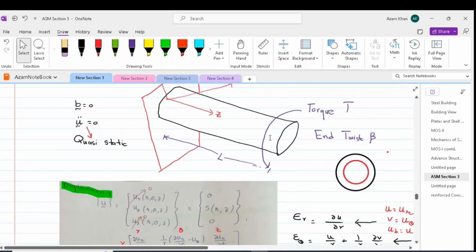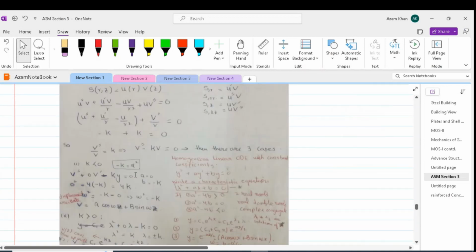Periodic functions are common in vibration problems. However, we have considered a quasi-static problem. So therefore, this type of solution is not possible. So we will reject this based on our engineering judgment.